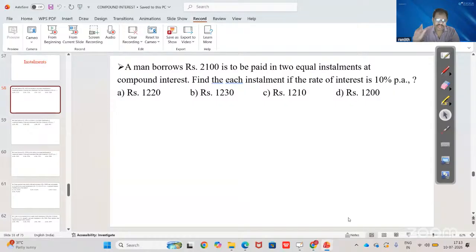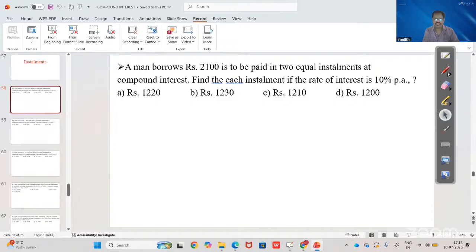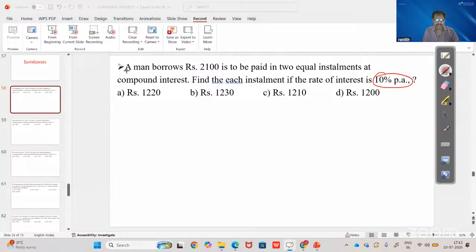Good evening, everyone. Try to solve this one. Installment questions in compound interest. A man borrows rupees 2100, to be paid in two equal installments at compound interest. Find each installment if the rate of interest is 10% per annum. We can solve the question by using the formula, or else the ratio method also.